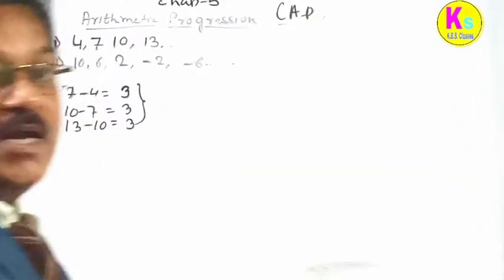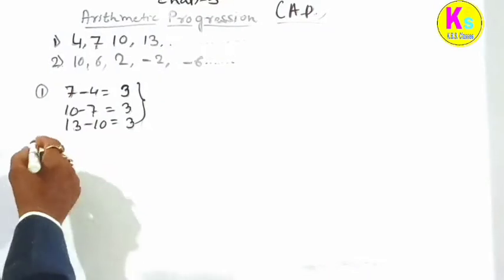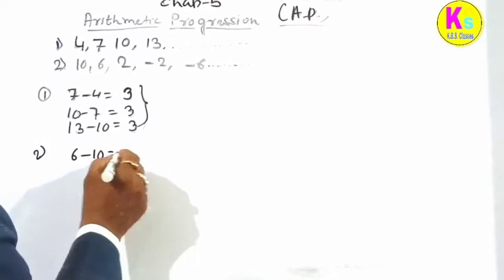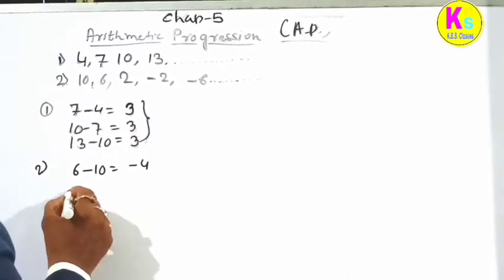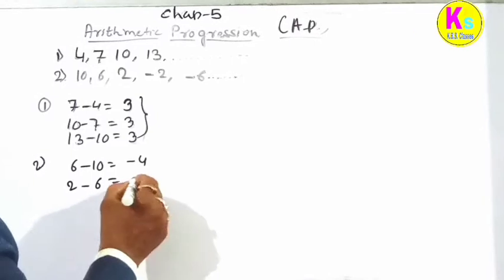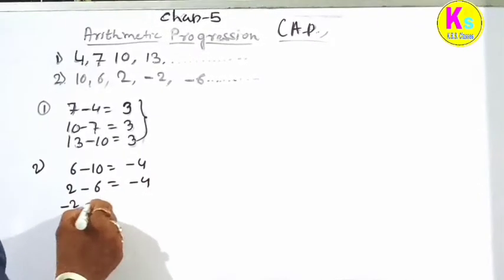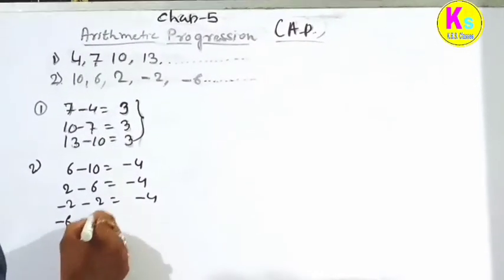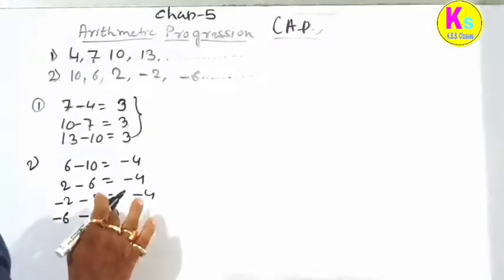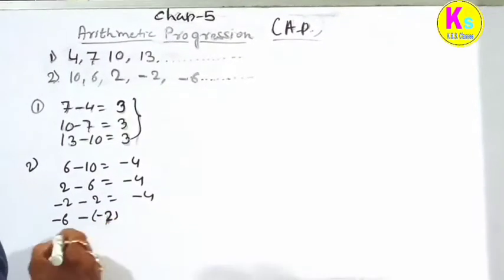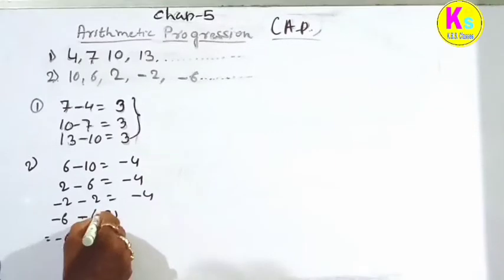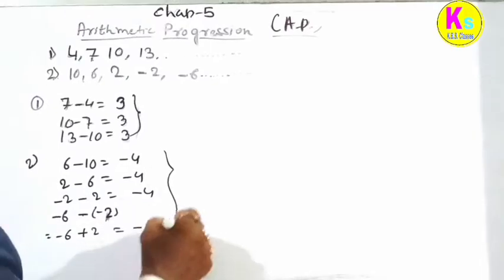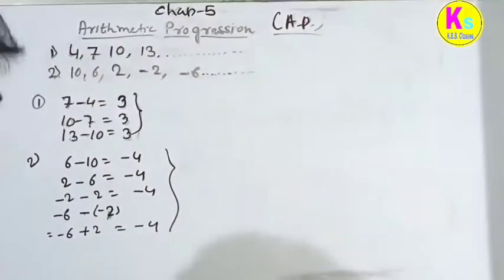Let us see what is in the second example. In the second example, we are taking 6 minus 10 is equal to -4. Again 2 minus 6 is equal to -4. -2 minus 2 is equal to -4. Again -6 minus this number, which is -2, that is what I have written here, -2. The result is -6, minus and minus becomes plus, 2, so the result is -4. Again we are getting the constant number, that is -4.